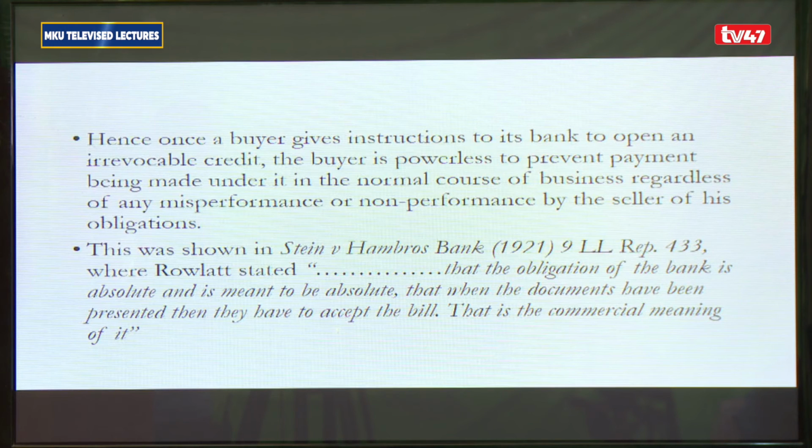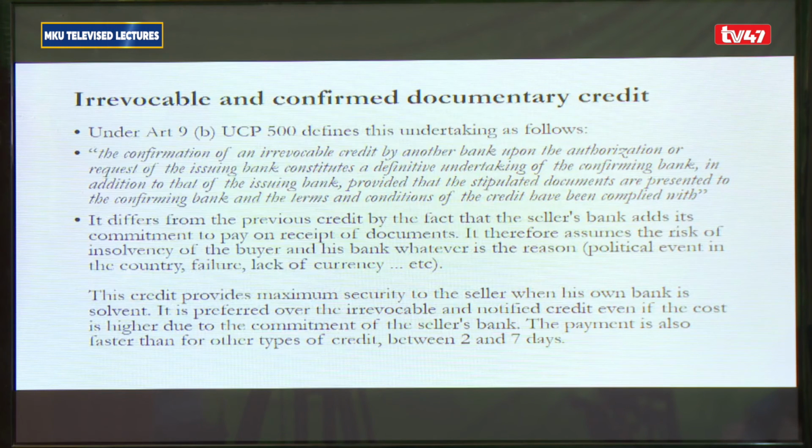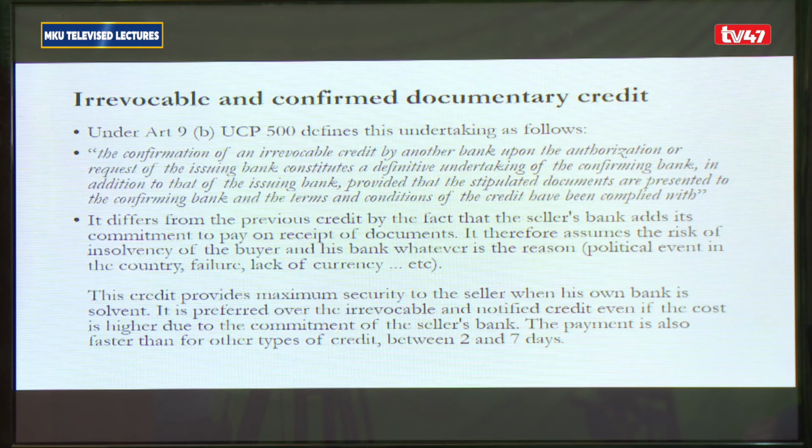The case of Stein versus Ambrose Bank, the judge Rowlatt stated that the obligation of the bank is absolute and is meant to be absolute, that when the documents have been presented, they have to accept the bill. That is the commercial meaning of it. Okay? Now, if we go on, Article 9B would define the confirmation of an irrevocable credit by another bank upon authorization or request of the issuing bank to constitute a definitive undertaking of the confirming bank in addition to that of the issuing bank, provided that the stipulated documents are presented to the confirming bank and the terms and conditions of the credit have been complied with.